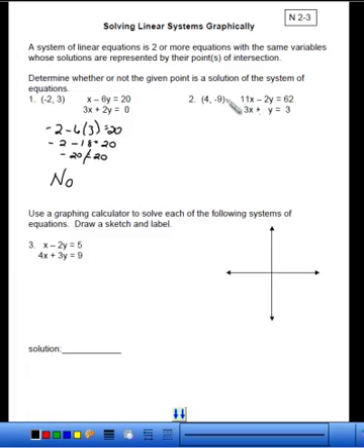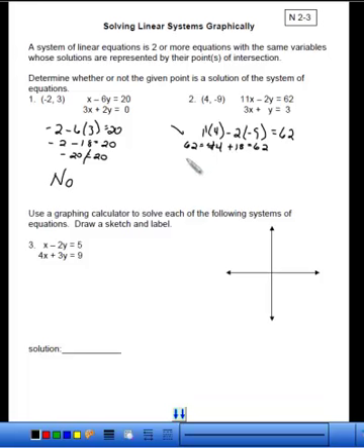For 4, negative 9, we substitute into this first equation. 11 times 4 minus 2 times negative 9 equals 62. Okay, so you have 44 plus 18 equals 62, and that is correct. 62 does equal 62. Okay, so the first one checks out.